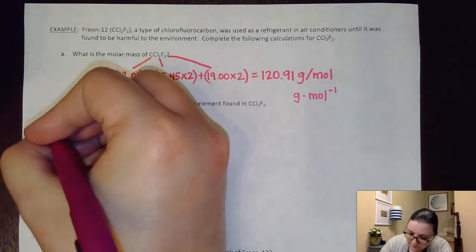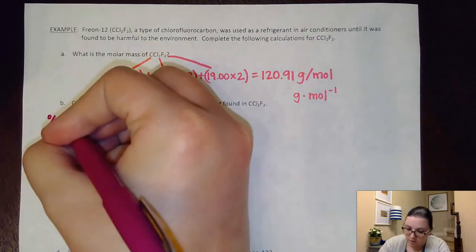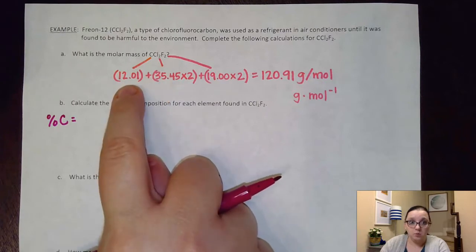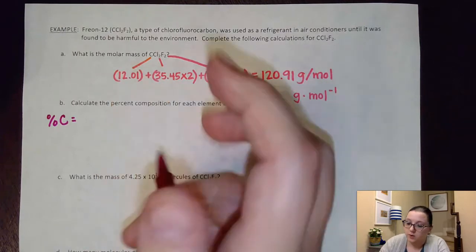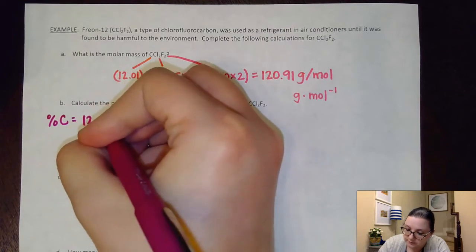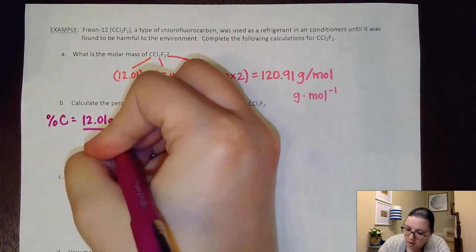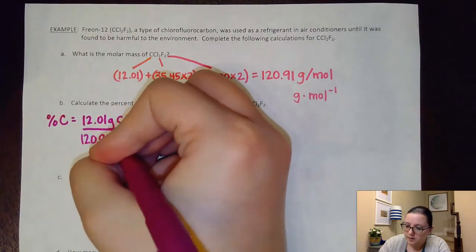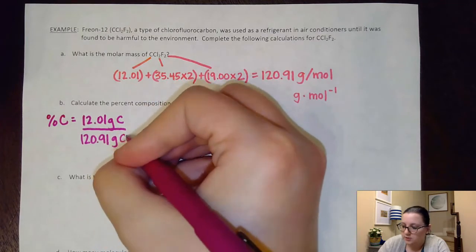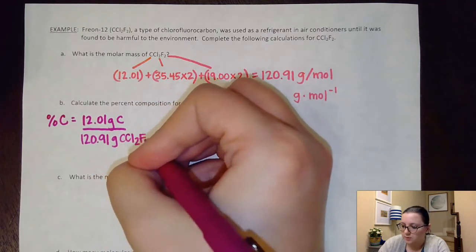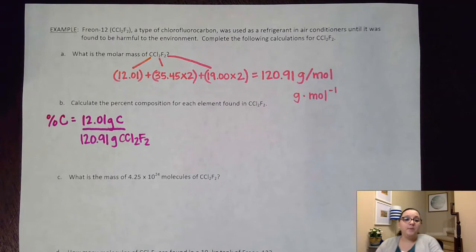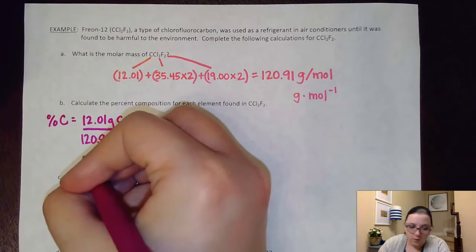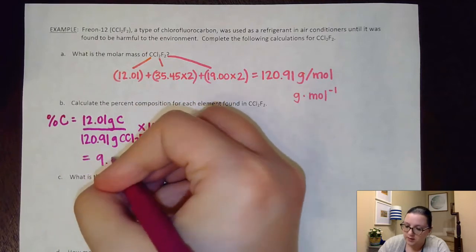So for example, let's say I was trying to do the percent of carbon here, okay? In the total molar mass, only one carbon existed, so I just do the 12.01 grams over my total molar mass of 120.91. And you can either write CCl2F2, or you can put like of the compound, CPD. This would obviously get us a fraction. So then to get into percent, I would multiply it by 100. This gets us a percent of 9.93%.